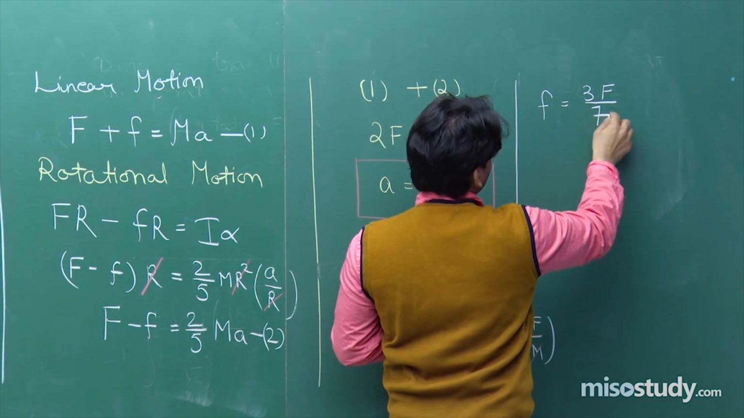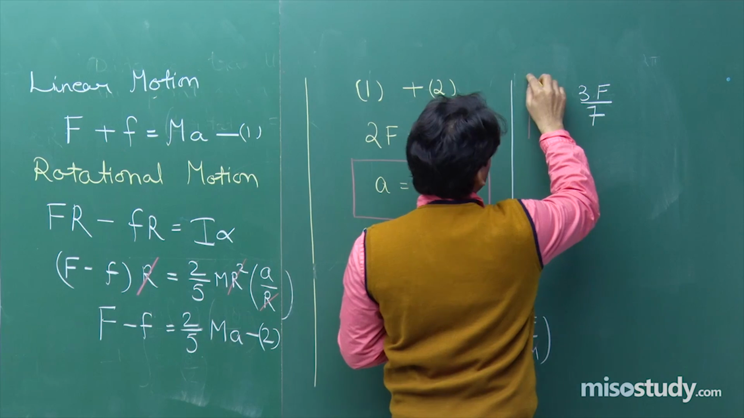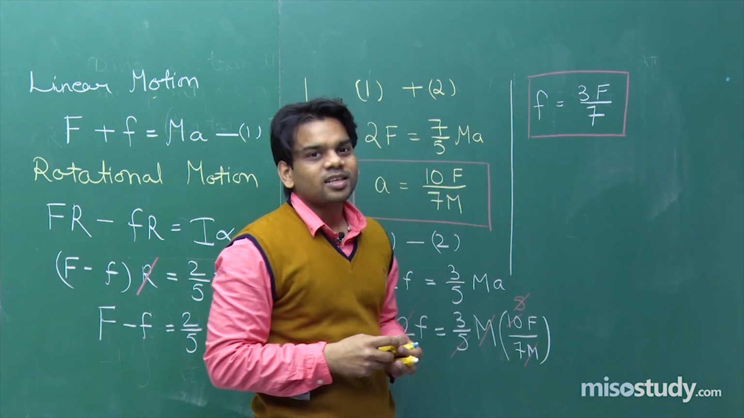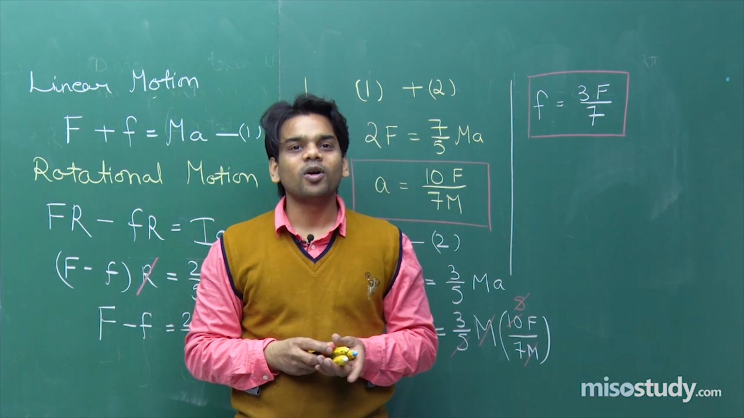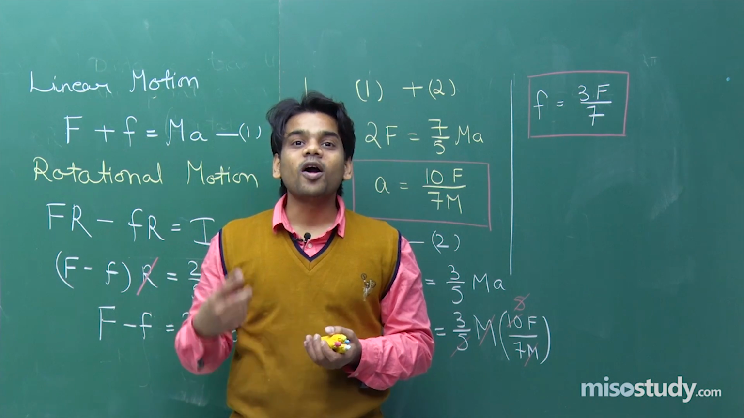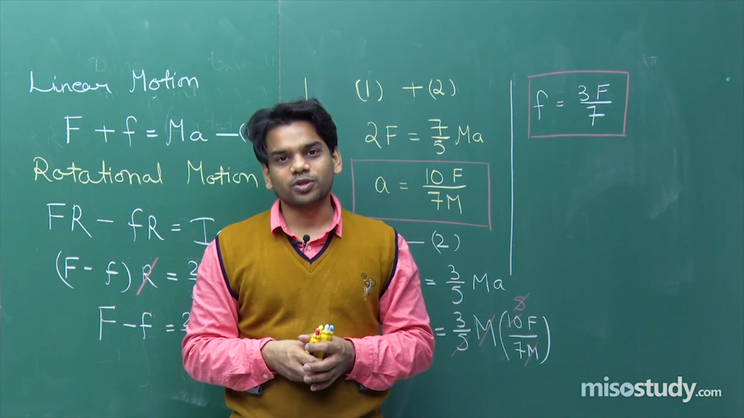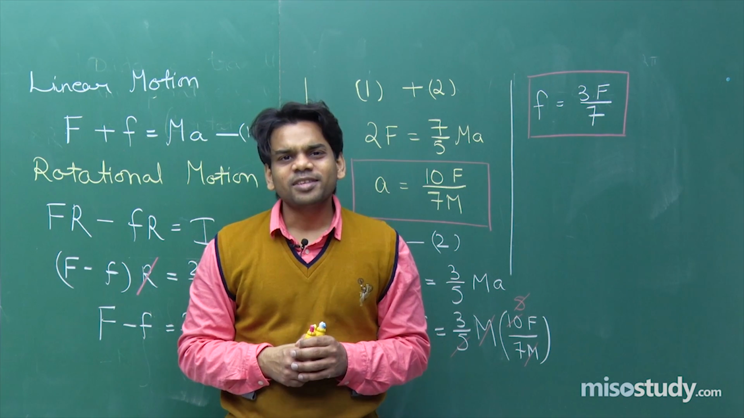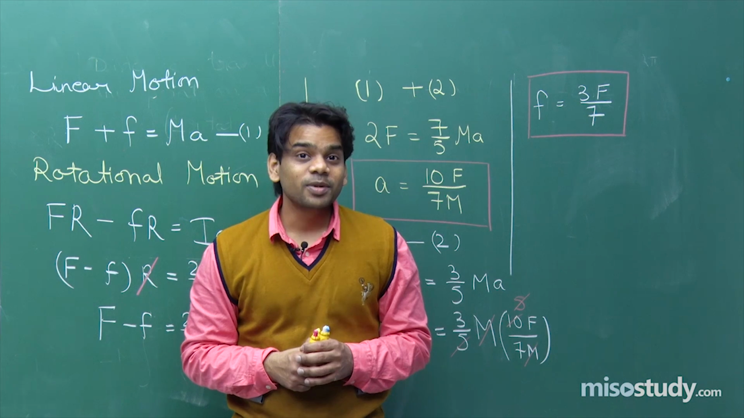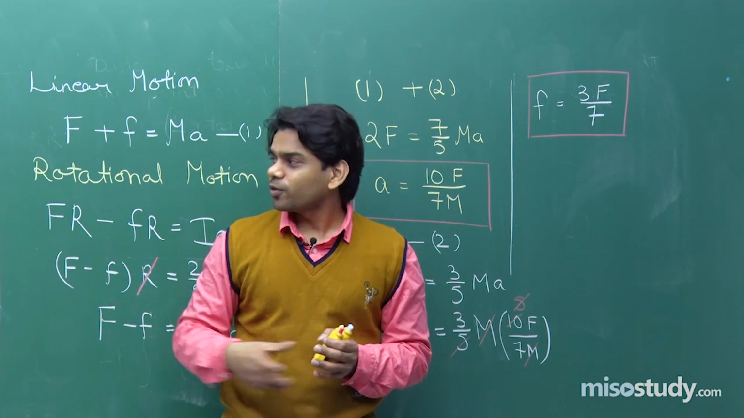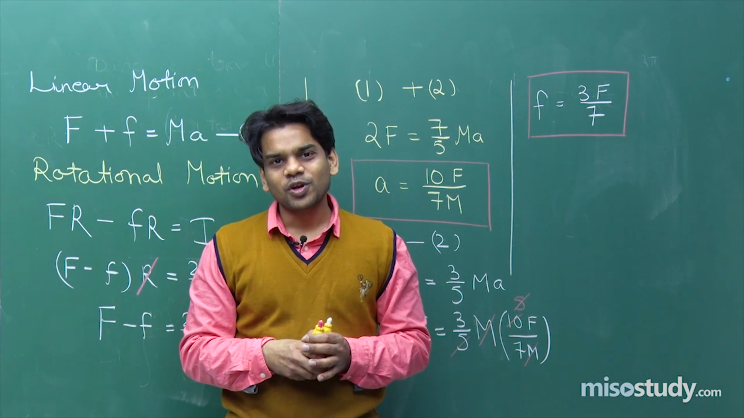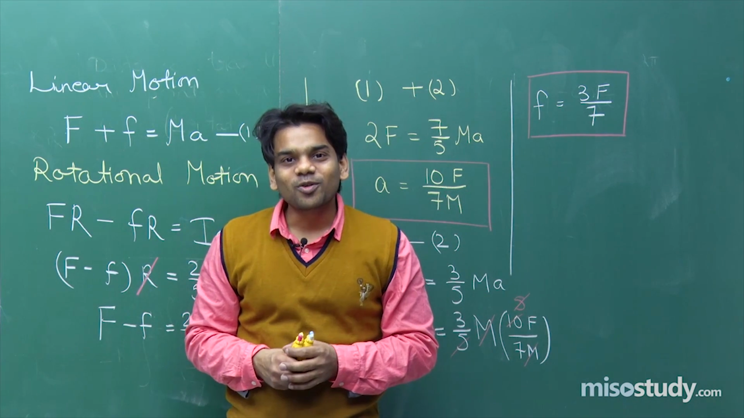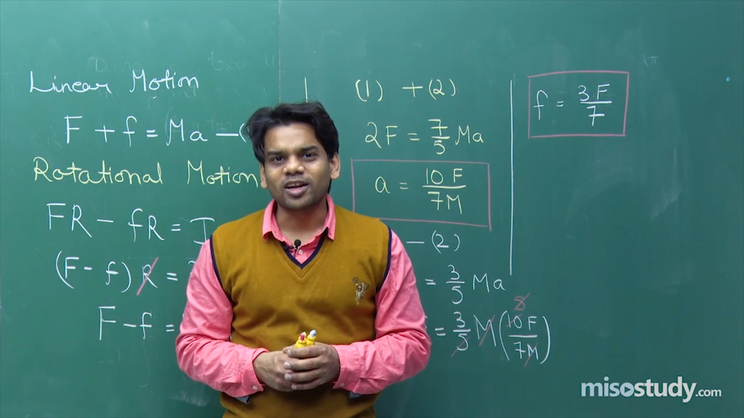3F by 7, this is what we have obtained. This is the value of friction force that has to act at the bottommost point so that this body can perform pure rolling motion. Now, one more thing: since we have taken this as static friction, it has a limit, and its limit is mu into N. So if the coefficient of friction mu is also provided, this friction force should be less than or equal to mu into N, because static friction has a limit.